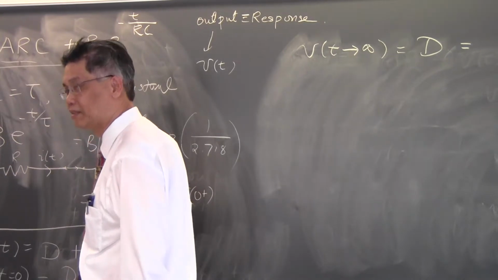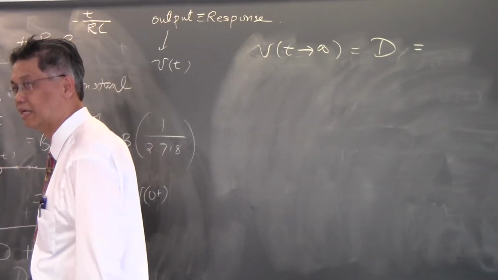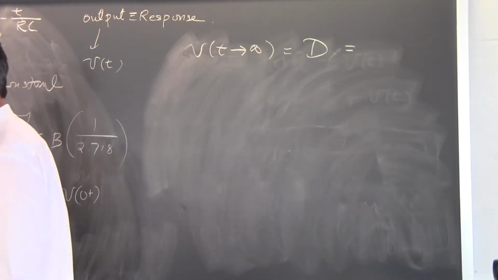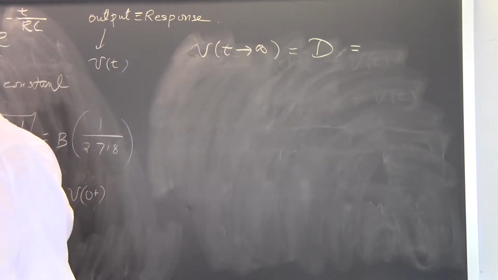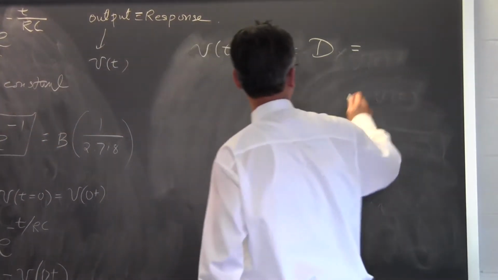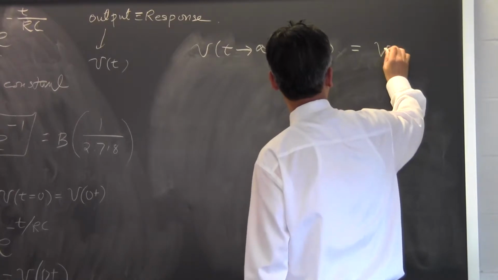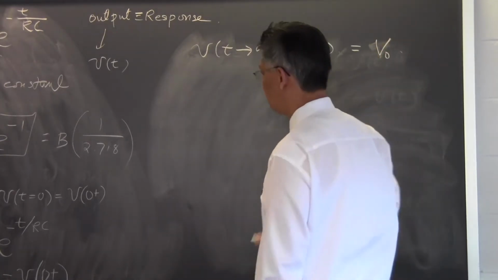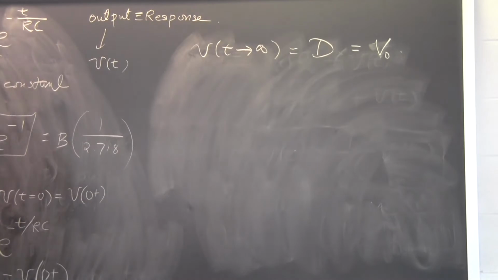And what is this capacitor voltage drop that it sees? At very late time, no more current flows. V(t) is just equal to Vs. So this must be Vs, which is V0, the DC value of this source.